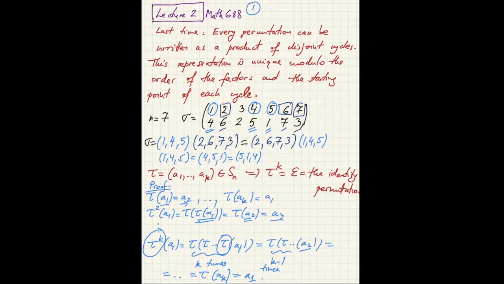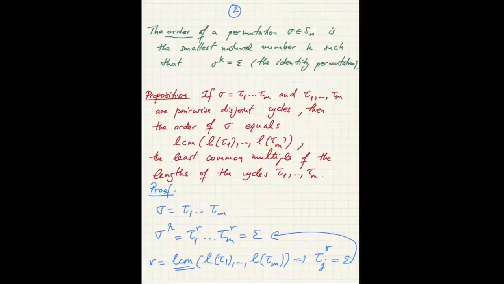Now, if you have also an element b that's not on the cycle, that is fixed by the permutation tau, it's also going to be fixed by any power of tau as well. So just remember this fact that any k-cycle, when you raise it to the power k, you get the identity permutation.